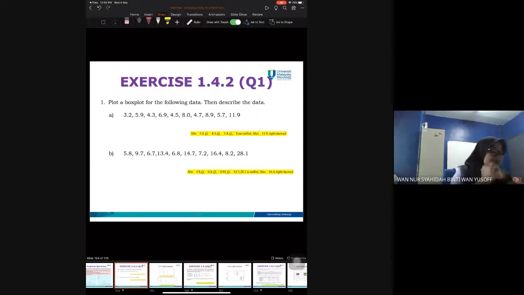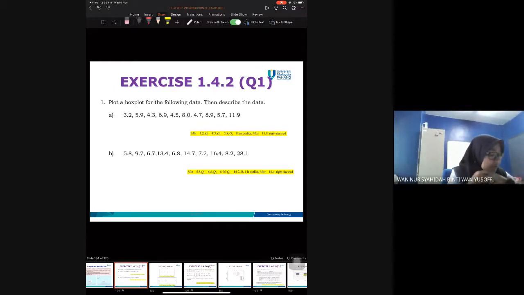Okay, so we go to exercise 1.4.2. I will not touch on how to draw the box plot. You can always watch the video on how to draw the box plot. What I want to highlight here is how we are going to interpret the box plot. That one is important. Interpretation is important. Calculation is much easier than that.